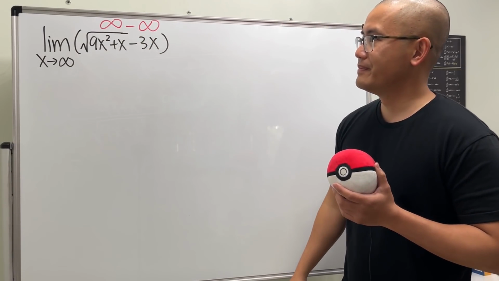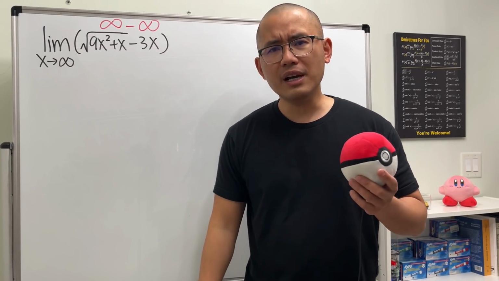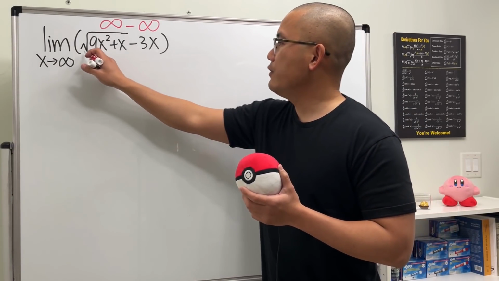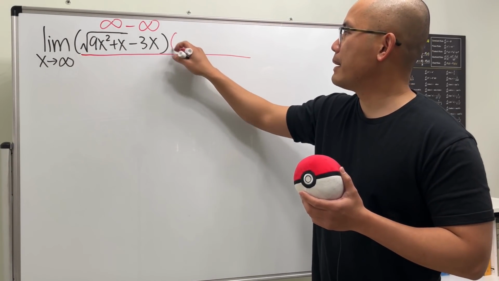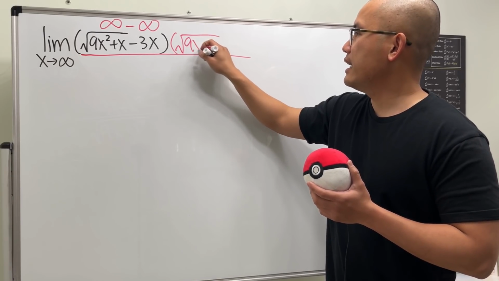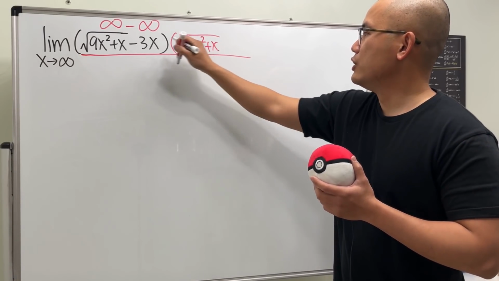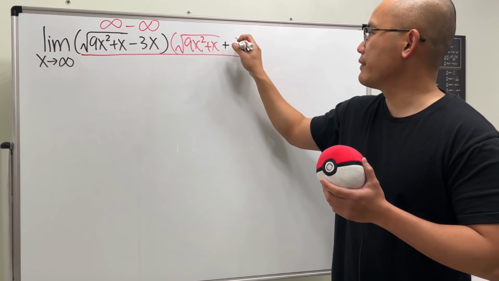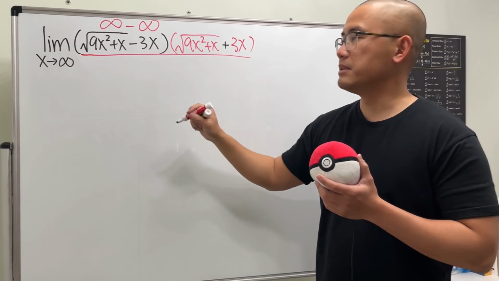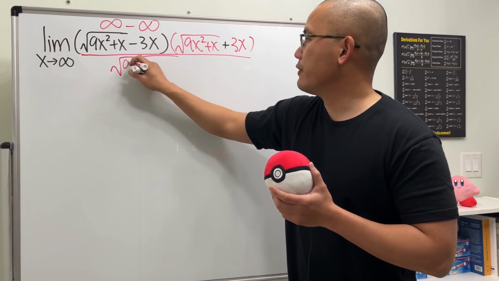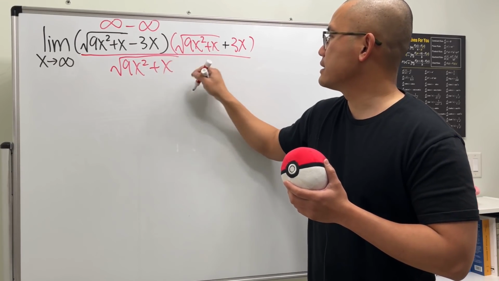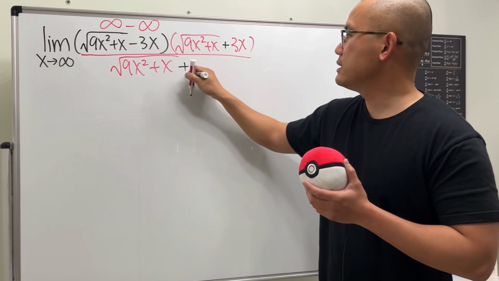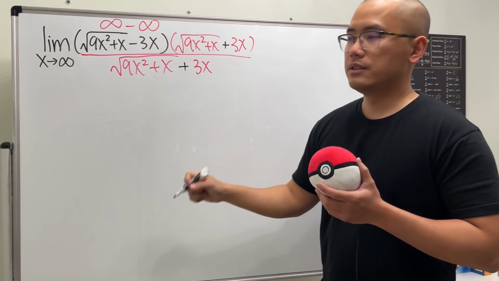So what do we do? Here we have a square root, so it's a good idea to use the conjugate. Therefore, let's multiply the bottom and the top by the square root of 9x squared plus x, and then change the minus to a plus, and then we still have that 3x. Let's do the same thing on the bottom: square root of 9x squared plus x, and then plus 3x. So let's see what we get.